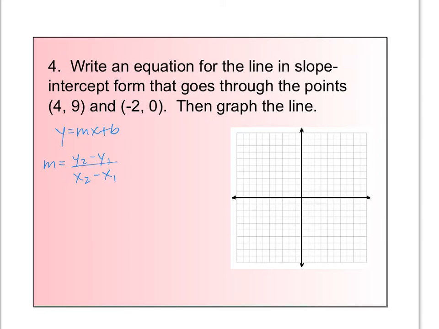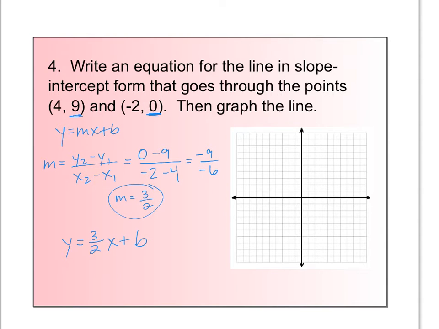So what I would maybe do is plug in like 0 minus 9 over -2 minus 4. Take your y minus your y, and then divide it by your x minus your x. You're going to get -9 over -6, which reduces to 3 over 2. Two negatives make a positive. So we now know that it's going to be y equals 3/2 x plus b. And we need to find the b.